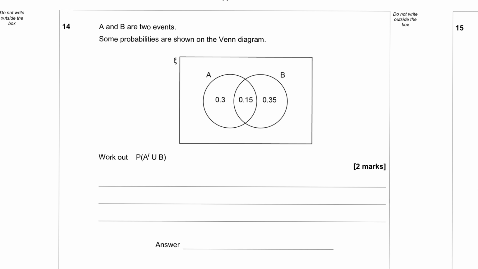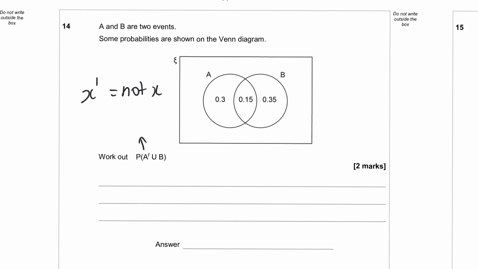Whenever you've got a dash in front of a letter in probability, so for instance, if I've got a dash in front of x, it basically means not x. So this dash here is going to be equivalent to not A. This sign here means or. So basically, this probability, if I translate it, is the probability of not A or B. Now that I've translated it, it's going to make my life 10 times easier.